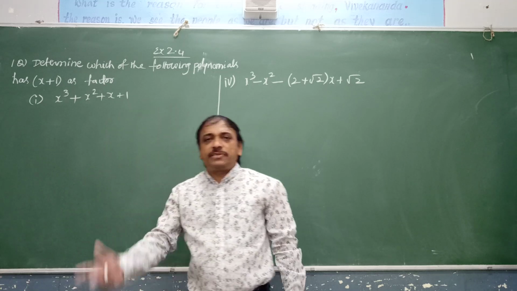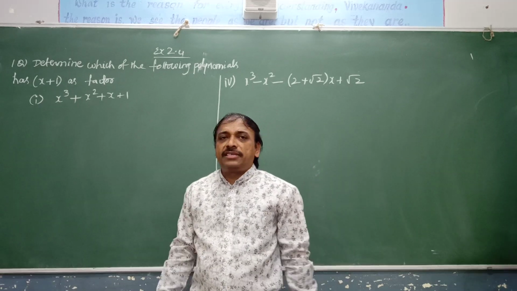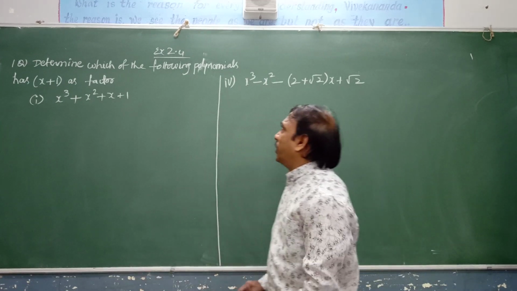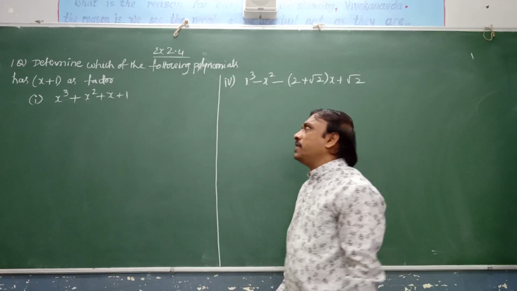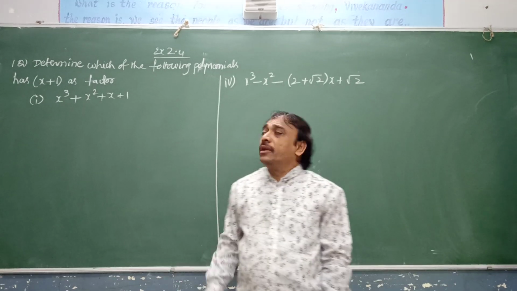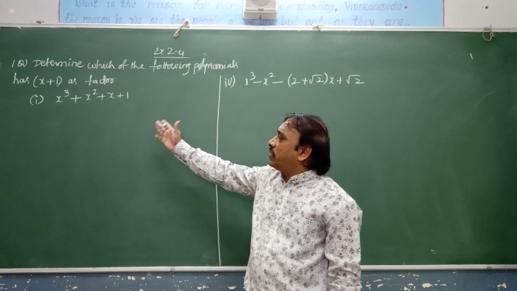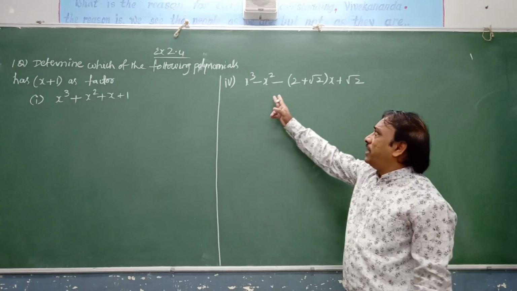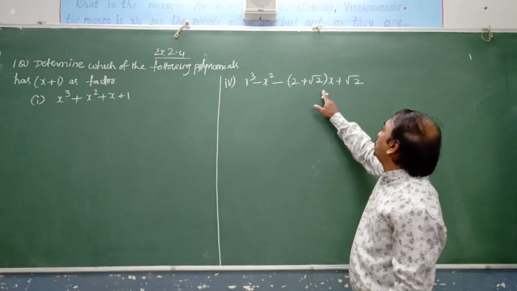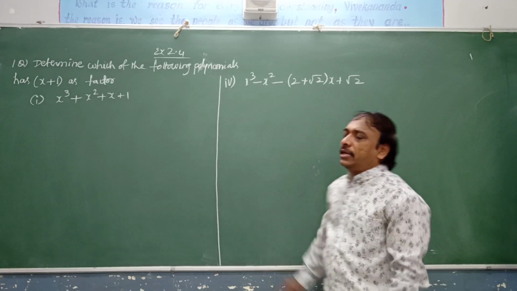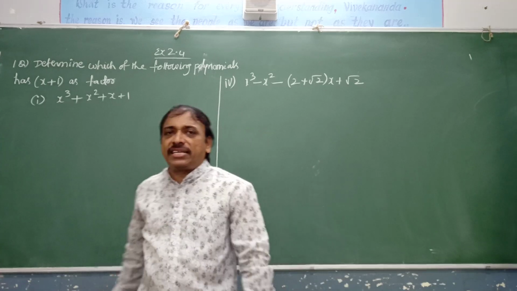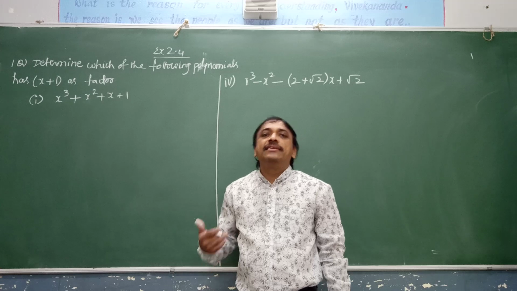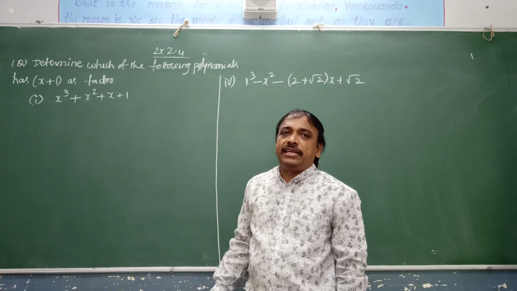Now we see some questions based on the factor theorem from exercise 2.4. Determine which of the following polynomials has x plus 1 as a factor. So x cube plus x square plus x plus 1. And one more question here we have x cube minus x square minus (2 plus root 2) by 2 into x plus root 2. When do we say it is a factor? Yes. When you obtain the remainder as 0, then we say that it is a factor.